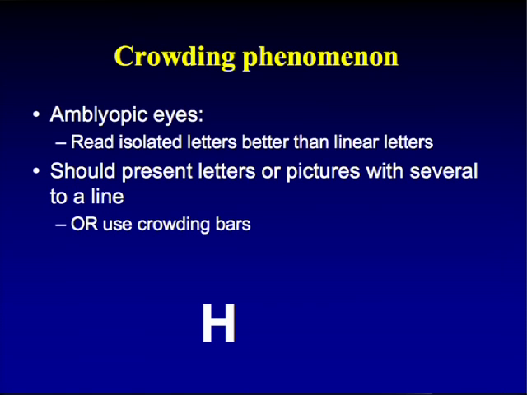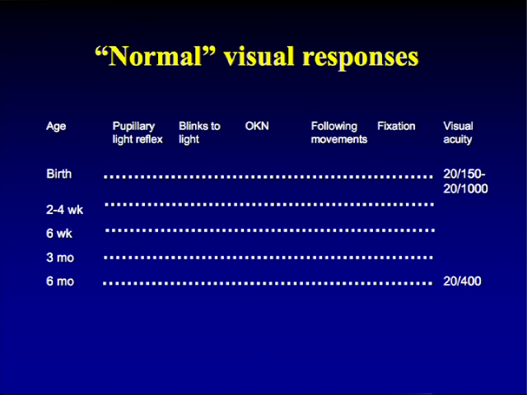In amblyopic eyes, we do have to be careful: you can't just have them read isolated letters or you'll get a false reading on your visual acuity, so you need to use either a line of letters or crowding bars. Either one works fine. So to summarize then, visual acuity responses during life.